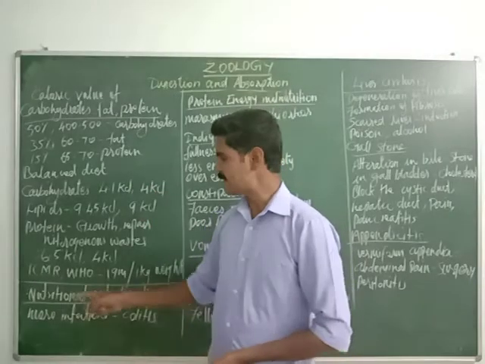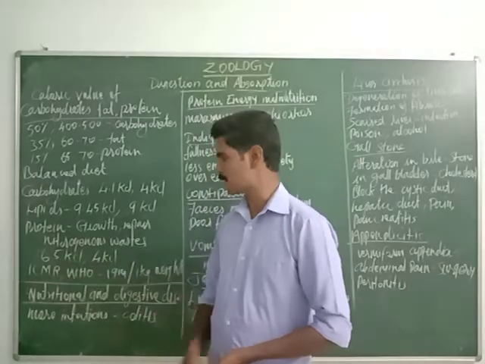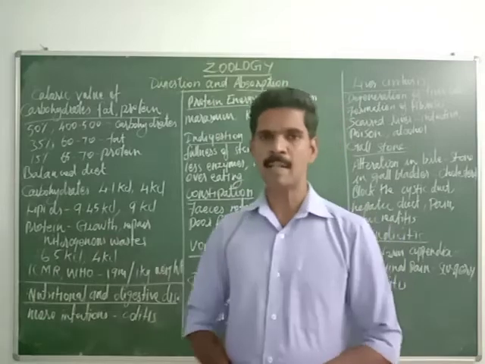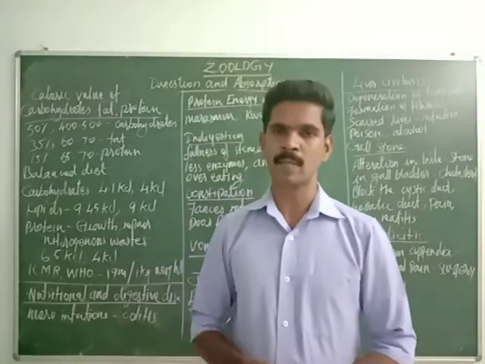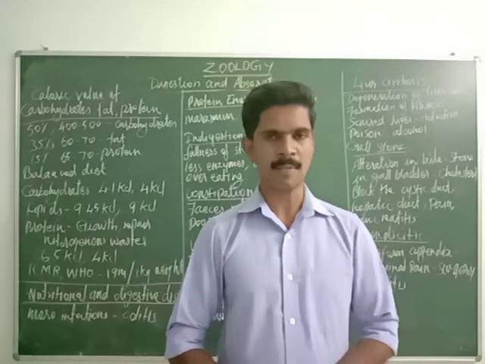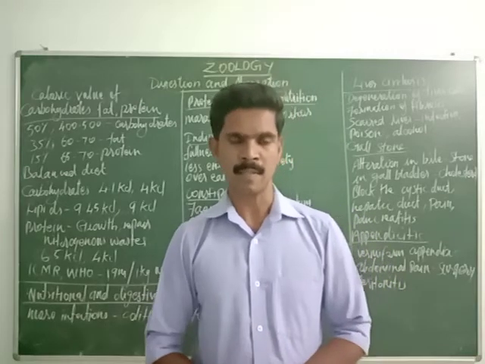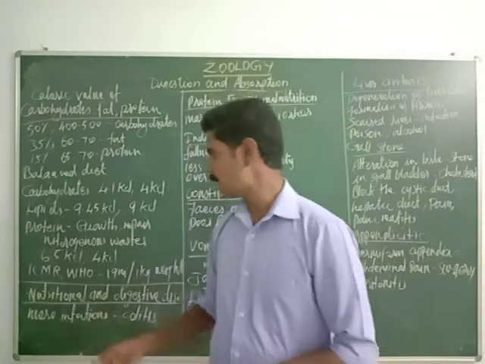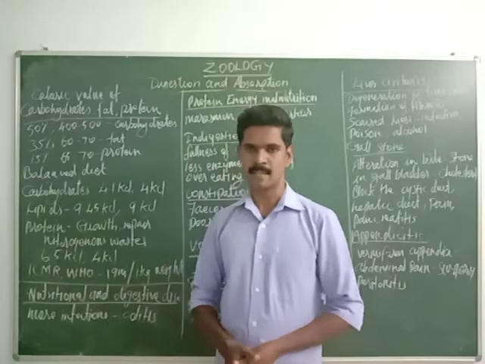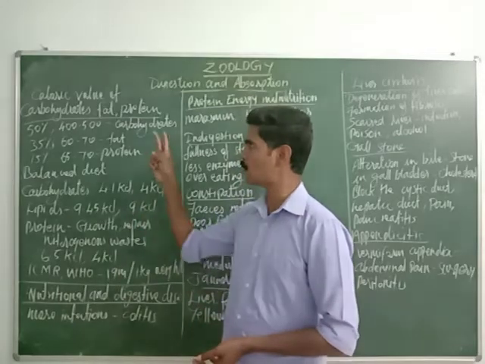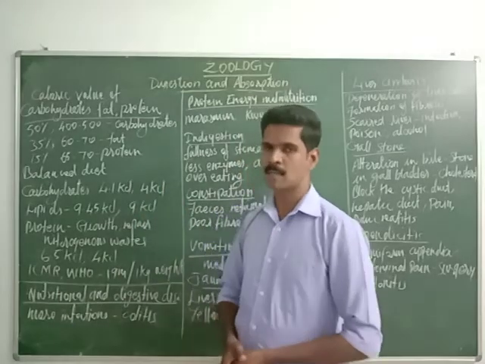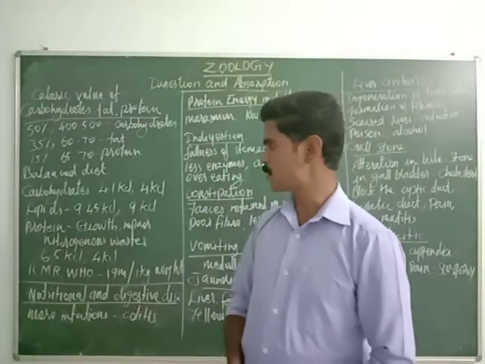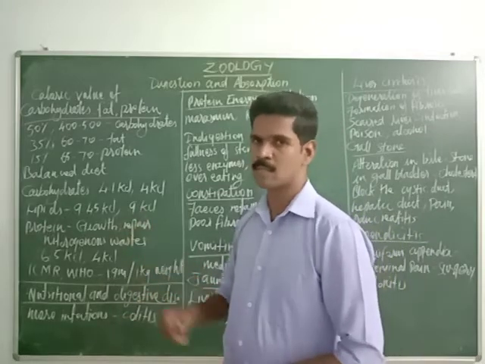See, the ICMR, Indian Council of Medical Research, and the World Health Organization say every day we need 1 gram of protein per 1 kg body weight. That means if our body weight is 50 kg, we need 50 grams of protein every day. This is said by ICMR and the World Health Organization. I hope you have understood all these points about the calorie value of carbohydrates, fat and proteins. Dear students, this is a very important one mark question. Many one mark questions are there.